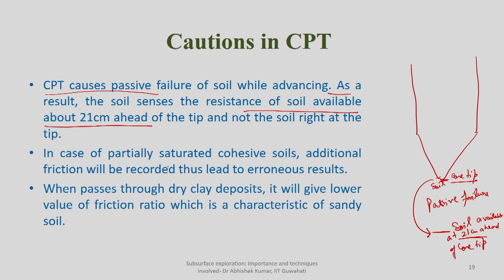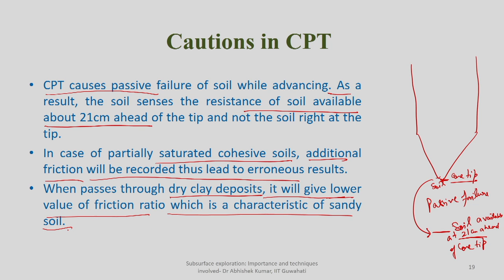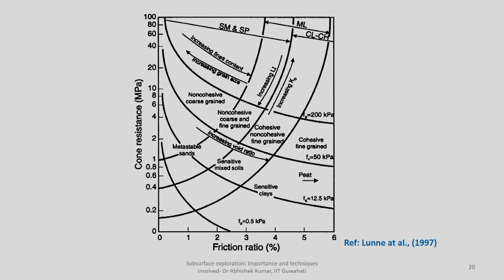Second thing, in case of partially saturated cohesionless soil and partially saturated cohesive soils, additional friction will be recorded because it is partially saturated, which can lead to erroneous results. Third and more important here is, when it passes through dry clays, it can offer resistance in terms of friction, but as we know, because it is clay, it is not supposed to. So at times it gives you a lower value of friction, which is the characteristic of sandy soil. So when it passes through a dry clay deposit, it may give you a lower value of friction ratio. So a low friction ratio you can get either in terms of dry clay or in terms of sandy soil. So once you are getting it, you have to be more careful whether the soil interpretation is correct or not.